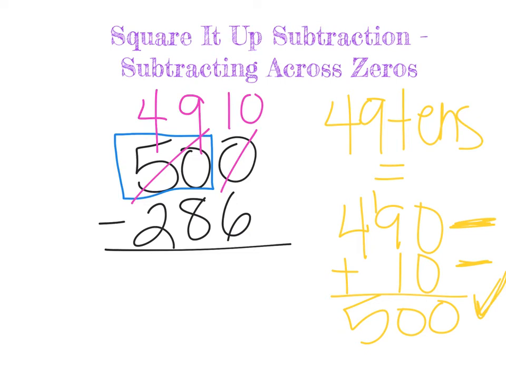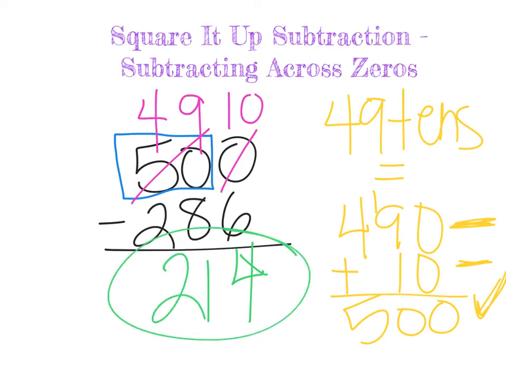Now I can subtract straight down. And of course, what place value do we start with when we're subtracting? Good job. Yes, the ones place. So what is 10 minus 6? Excellent. It is 4. What is 9 minus 8? Good, 1. And 4 minus 2? 2. Wonderful job. The difference is 214. When I subtract 500 minus 286, the difference is 214. Good job. Let's try one more.